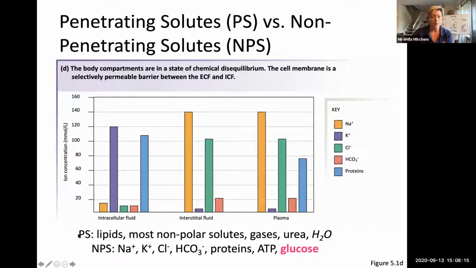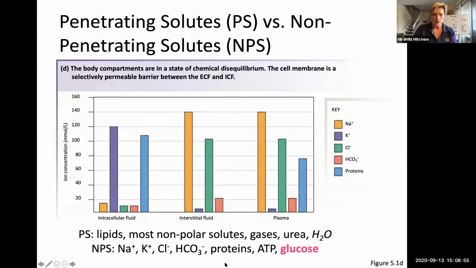So examples of penetrating solutes include lipids, not giant, huge ones, but most lipids can go through. Most nonpolar solutes can go through. So molecular oxygen can go through, which is nonpolar because it's symmetric. Our respiratory gases can go through, like methane is an example of another solute that can go through. Urea goes through. Water can go through. But the reason I italicize water is because it's not a solute, but we need to always keep in mind that osmosis is going to happen.